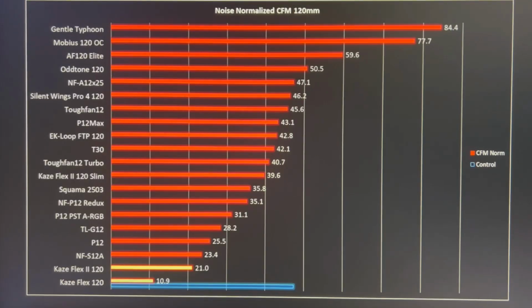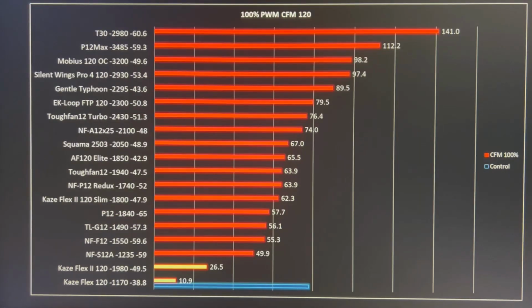And so as a result, the fans also perform really badly in noise normalized CFM testing. And even at 100% PWM fan signals, they didn't gain that much performance. They make a lot of noise. I don't know specifically why. It's really funny that the slim version outperforms the full fat standard 120 millimeter ones.